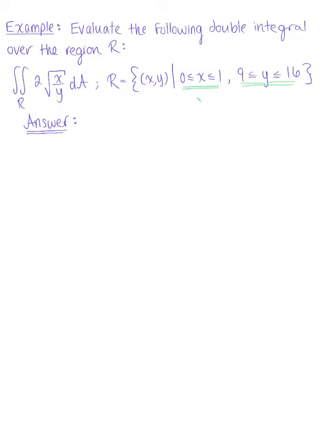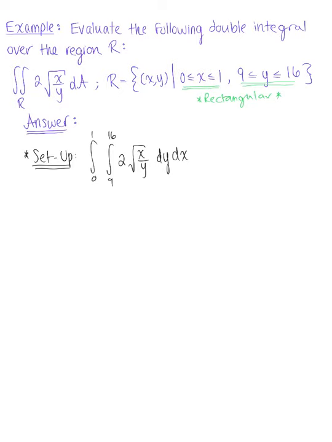So notice, because we have a rectangular region here, we can use either order. So when we start here and we set this up, we want to keep in mind we can go one of two ways. We can rewrite this as the integral from 0 to 1, the integral from 9 to 16 of 2 times the square root of x by y. And then notice, because we have the y bounds on the inner integral, the order will be dy dx.